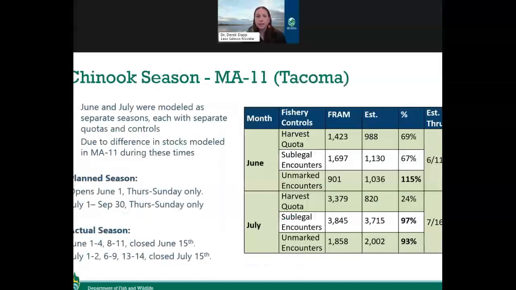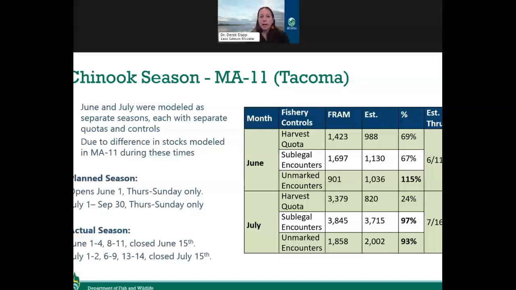So moving to the next slide. We're going to walk through the Area 11 Chinook season. This is one that I did not put the CPUE figure up for. It did not make a whole lot of sense based on the short openings that we had for this fishery this year. But we can walk through some of the numbers.